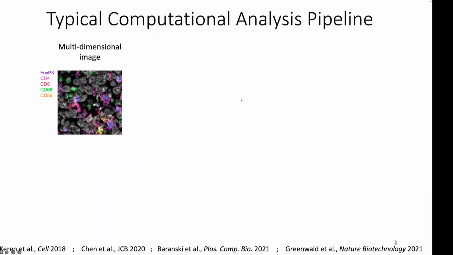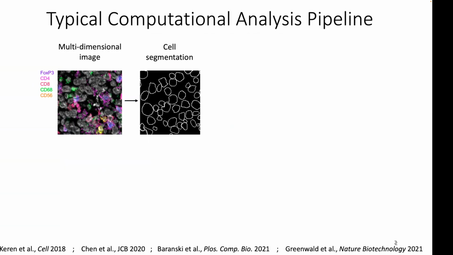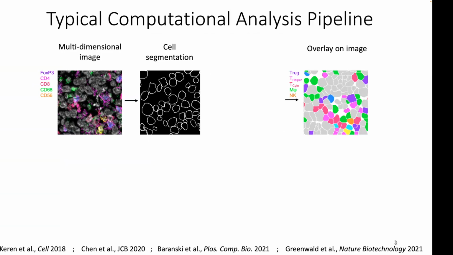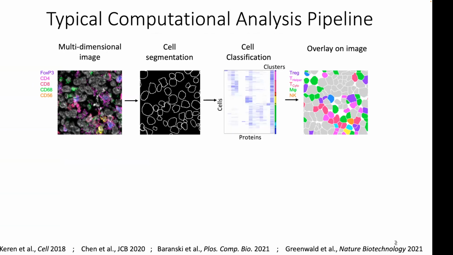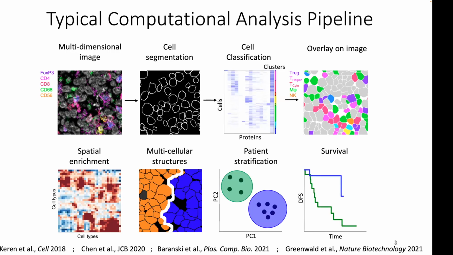I'm sure most of you are familiar with our typical computational analysis pipeline for multiplexed imaging, and the cell classification comes in after the segmentation. There are all kinds of methods that have been developed: gating, clustering, pixel clustering, different machine learning predictions. I show here an example of clustering, which is still quite prevalent. And what I wanted to emphasize is the importance and motivation for this.